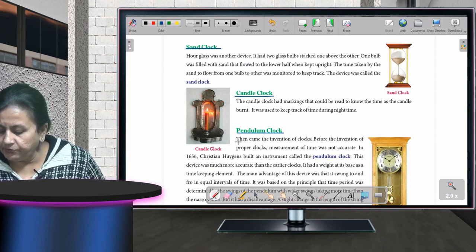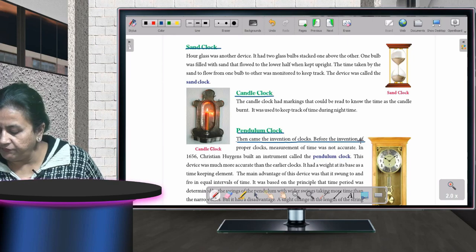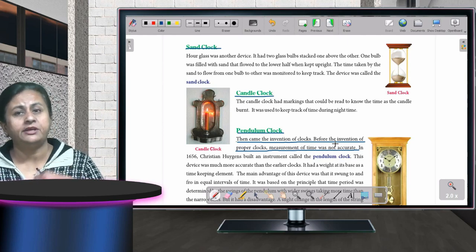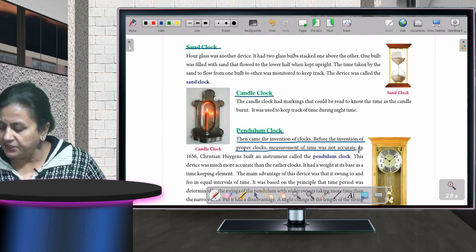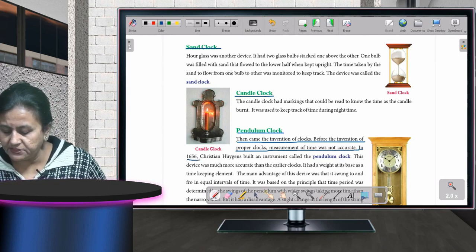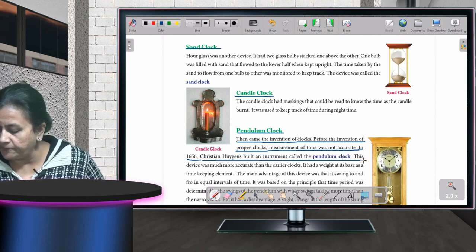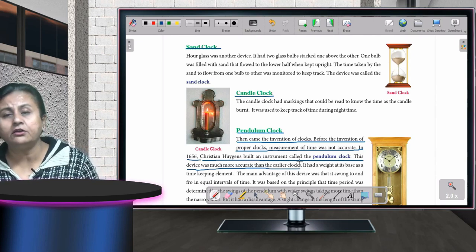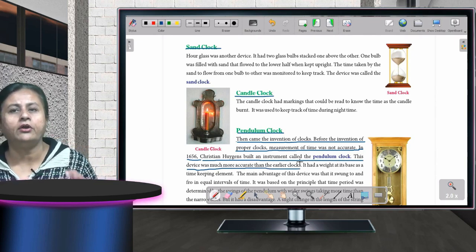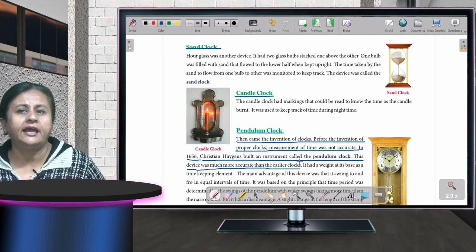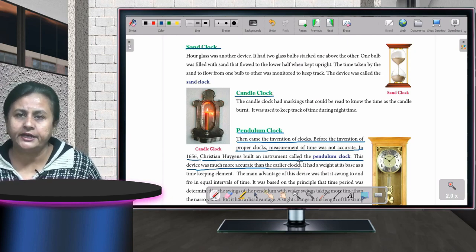I'll read out for you. Then came the invention of clock. Before the invention of proper clocks, measurement of time was not accurate. Sometimes it used to be early, sometimes it used to be late. But in 1656, Christian Huygens built an instrument called the pendulum clock. This device was much more accurate than the earlier clocks. Earlier clocks like water clock, sand clock and candle clock used to tell time, but the duration was not always correct and accurate.